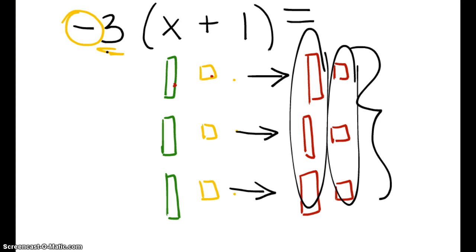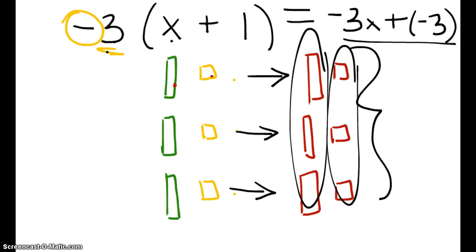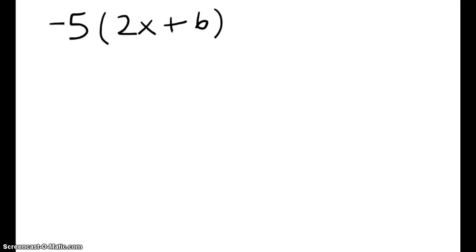So negative 3 times x, let's distribute, is negative 3x. And then negative 3 times 1 would be negative 3. So we could write it as negative 3x plus negative 3, or we could just say negative 3x minus 3. Either one of those is acceptable because plus negative and then just minus is the same. Okay, so write this down and let's practice what this would look like.